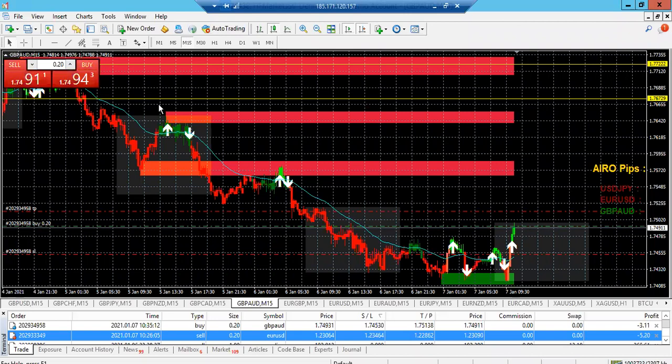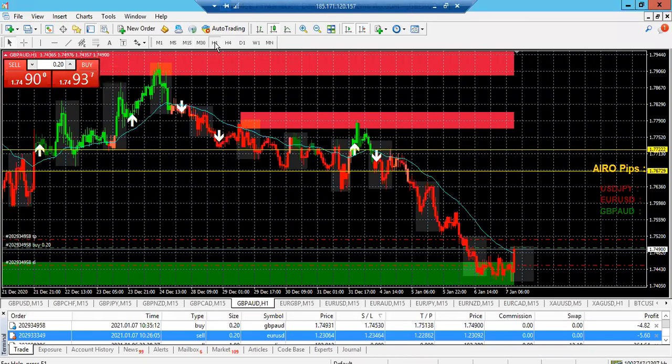So currently we can see that on GBP AUD we have a very good buy opportunity, just buy opportunity, for a very long time.